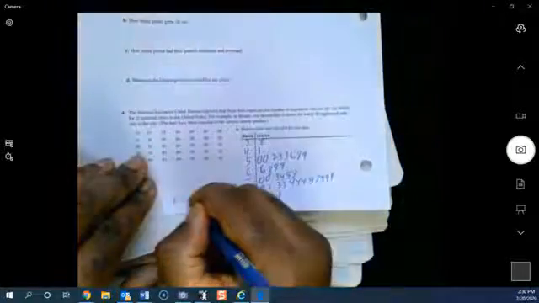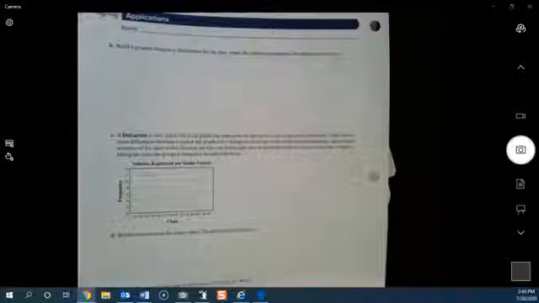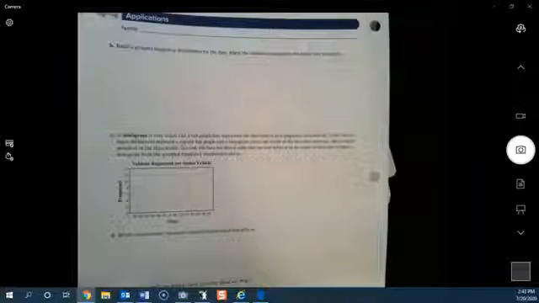Now we could write a little key off to the side. The key, we could say 3|8 means 38, just to give us a perspective here. Okay, now we'll move on here. Okay, class, picking up from 4A, we're going to look at 4B here.